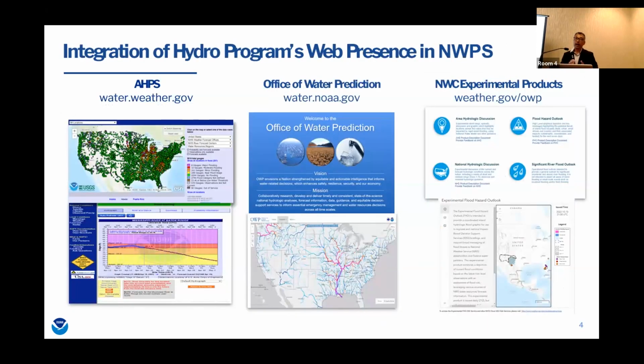But as you know, in government, we have many ways to deliver information to the public. Right now, you see we have advanced AHPS at water.weather.gov, and water.noaa.gov, that's the Office of Water Prediction. Also, in the meantime, we are making our information available through experimental products at weather.gov/OWP, right? So to consolidate all these three dissemination efforts, we're bringing all three into a single platform, and that's what we're calling the National Water Prediction Service.